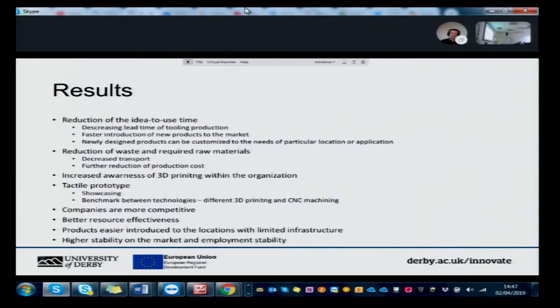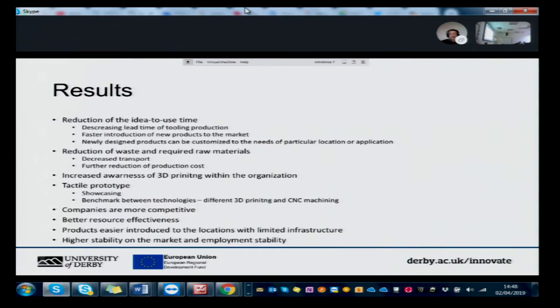Also, newly designed products like this one can be better customized for the needs of a particular location or application. This is also important for 3D printing. You can 3D print bespoke elements. Reduction of waste and required raw materials. The same here. We don't need to transport everything, which is especially important in a situation when there are problems with infrastructure. We don't need to produce everything. We can save material and translate it to direct saving of production cost.